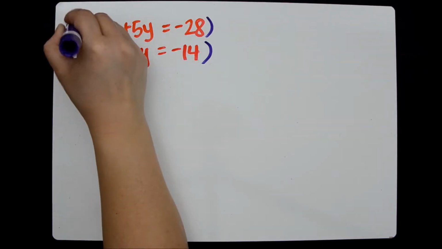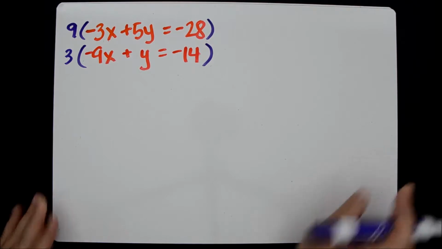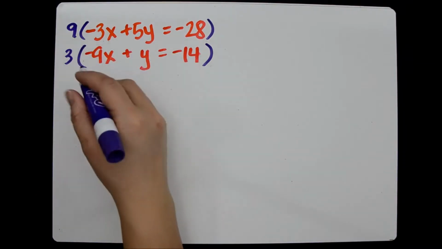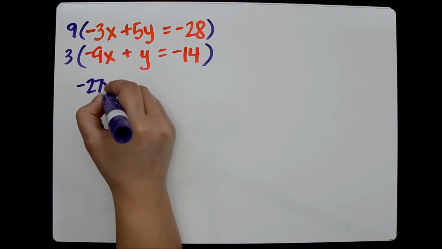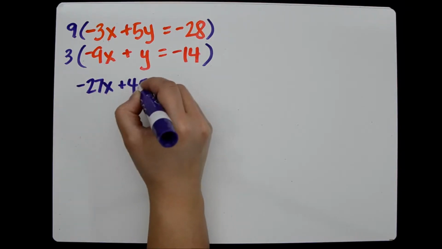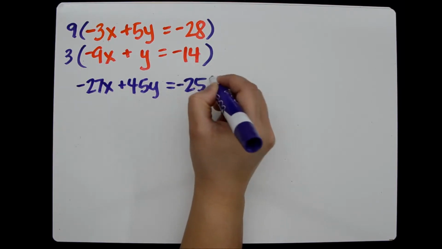I'm just going to use the x terms. So I'll multiply the top one by 9 and the bottom one by 3. This is going to produce much larger numbers than what we're used to working with, but it'll work out in the end anyway. So I get negative 27x plus 45y is equal to negative 252.